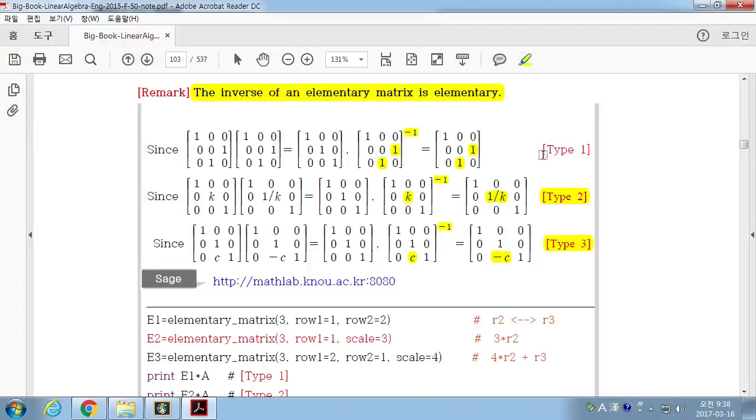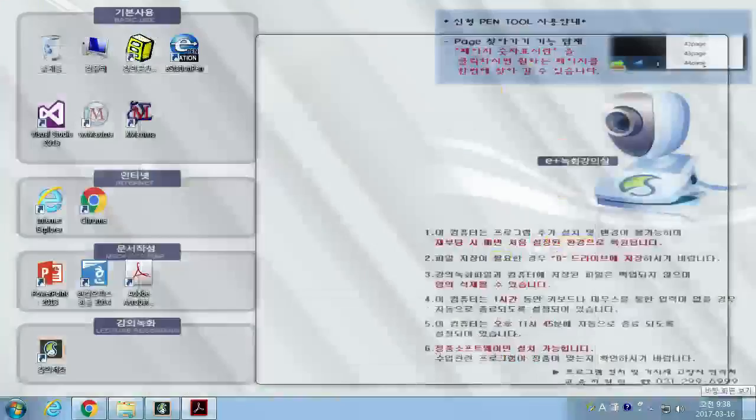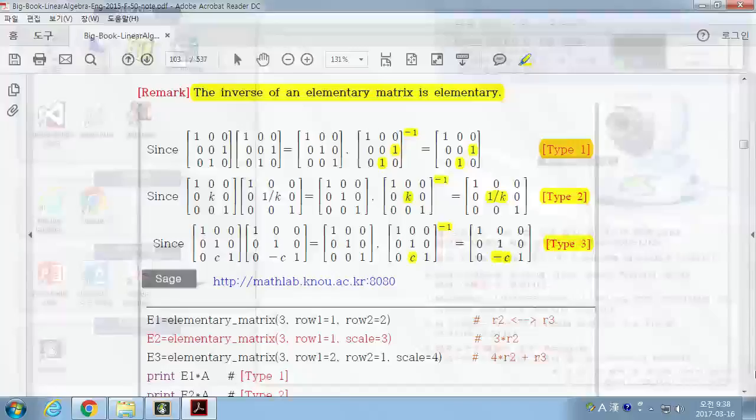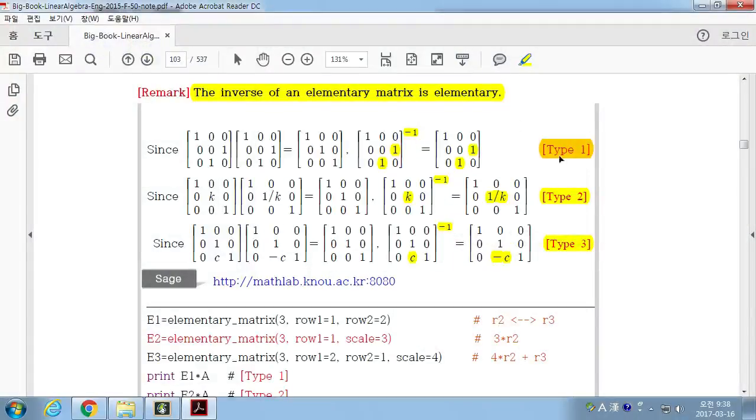First, for the first type elementary matrix, the inverse is itself, because you rotate it once and do it once again. That means it becomes the original matrix. So for the first type elementary matrix, the inverse is itself.